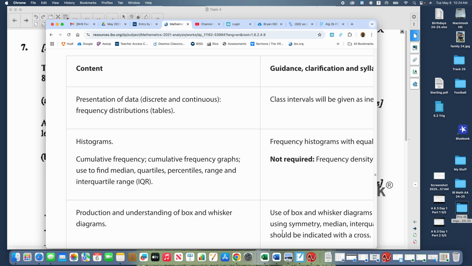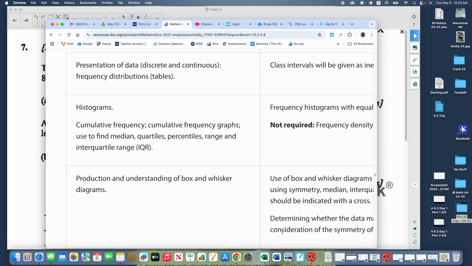What's the difference between a histogram and a bar chart? One touches and one doesn't. A bar chart has gaps because it's discrete. A histogram is continuous and it's touching. You need to be able to find cumulative frequency graphs, median, quartiles, percentiles, range, and interquartile range, along with mean, median, and mode. So they could ask several different things there.